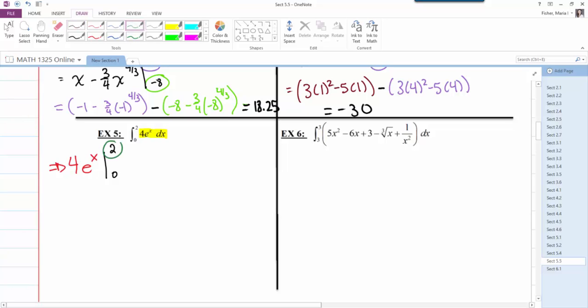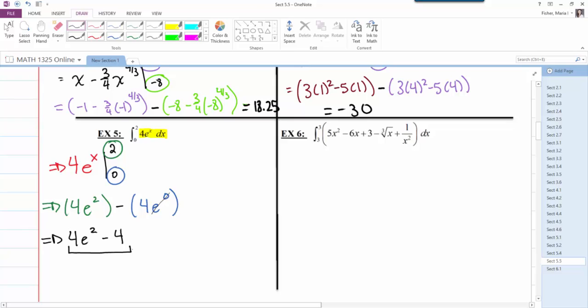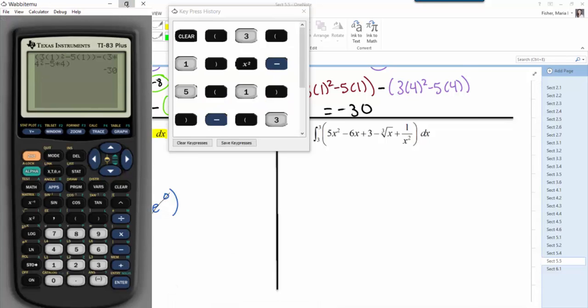So plugging in the upper limit of integration, we're looking at 4e squared minus plugging in that lower limit of integration, and that's 4e to the 0. So then this becomes, well, 4e squared is just 4e squared, and 4e to the 0, remember e to the 0 is just 1, so that's 4. So again, sometimes the book wants the exact answer, so sometimes it's going to want you to put 4e squared minus 4, and sometimes it's going to want that approximate answer.